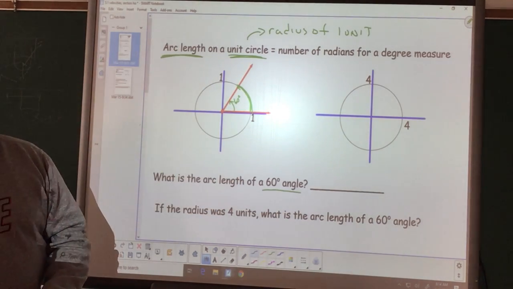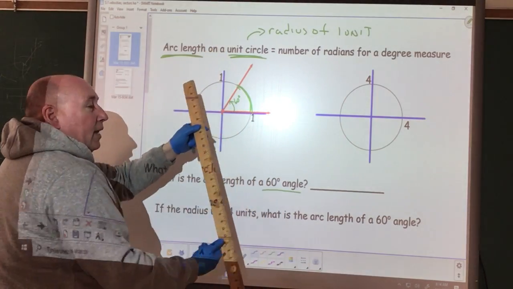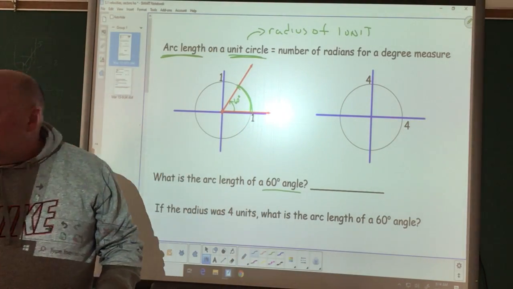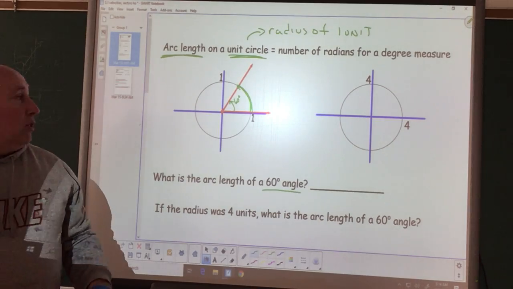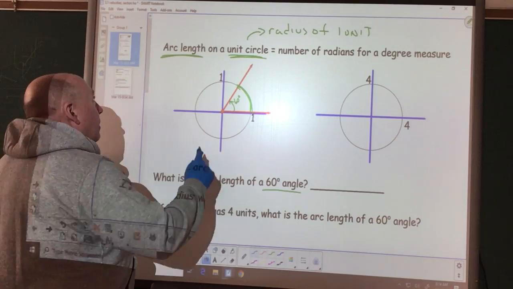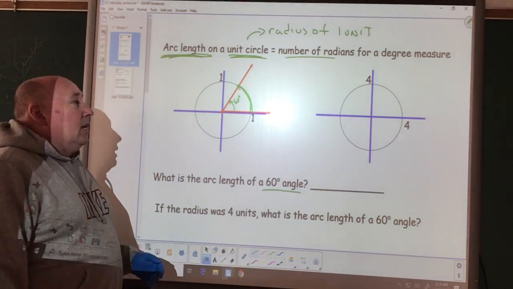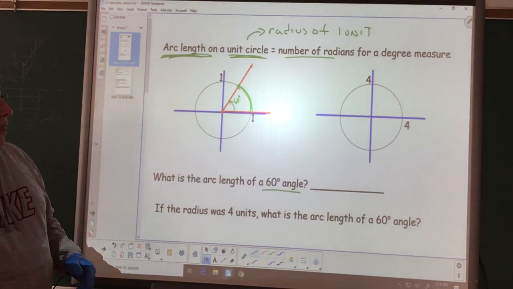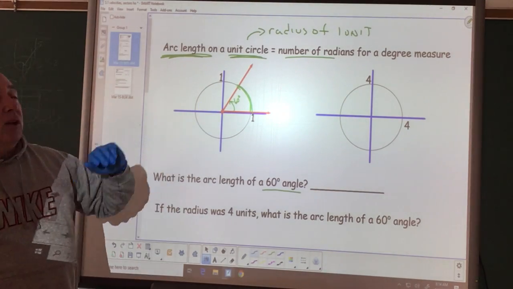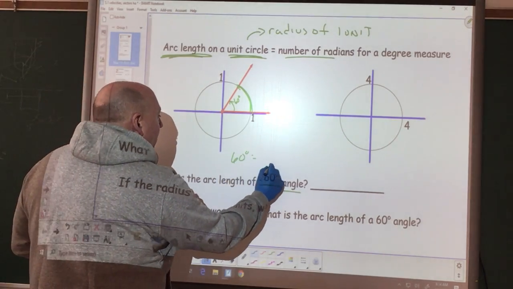If it was a straight line, I could hold a ruler or straight edge up to it and measure it out. But I don't have a straight edge here. So how do I find the measure of that arc? What we talked about is that the arc length is your number of radians on a unit circle. If I take a look at 60 degrees, 60 degrees is equal to how many radians?